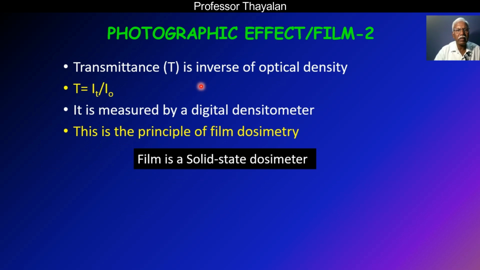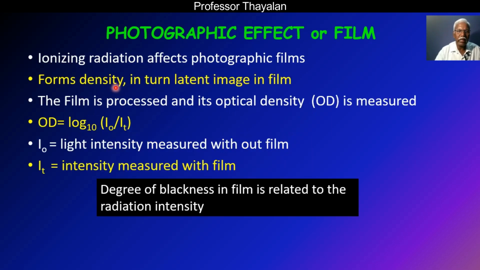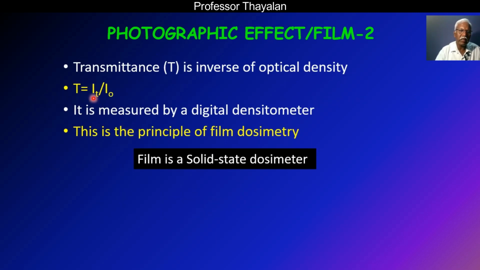There is one more factor called transmittance, T. What is transmittance? Transmittance is nothing but the inverse of optical density. That means transmittance is equal to IT divided by I0. Probably you know that optical density is I0 by IT, whereas transmittance is IT by I0. It is measured by a digital densitometer. This principle is used in film dosimetry. What category does film dosimetry belong to? Film dosimetry is a solid state dosimeter.